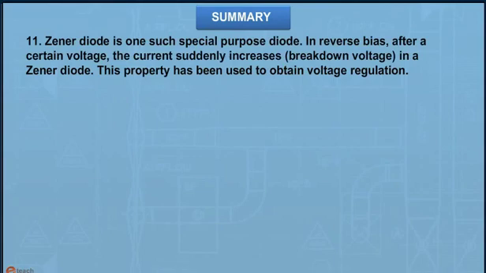In reverse bias, after a certain voltage, the current suddenly increases. That is known as the breakdown voltage in a Zener diode. The property has been used to obtain voltage regulation.